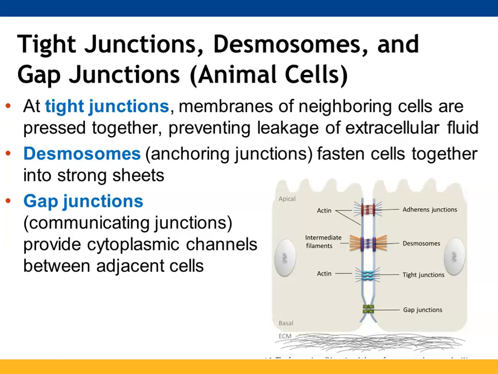Tight junctions are when your cells are pressed close to one another so that extracellular fluid does not leak. Desmosomes are more like anchors, and they help to connect cells together as a stronger unit rather than having individual cells. They're more like multiple cells working together as one unit. And then gap junctions are going to help cells communicate via the cytoplasm.